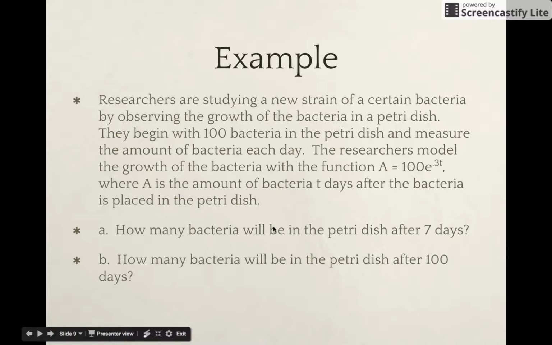Let's take a look at an example. Researchers are studying a new strain of a certain bacteria by observing the growth of the bacteria in a petri dish. They begin with 100 bacteria in the petri dish and measure the amount of bacteria each day. The researchers model the growth of the bacteria with the function A equals 100 e to the 0.3t, where A is the amount of bacteria t days after the bacteria is placed in the petri dish. We're interested in knowing how many bacteria will be in the petri dish after 7 days and how many bacteria will be in the petri dish after 100 days.